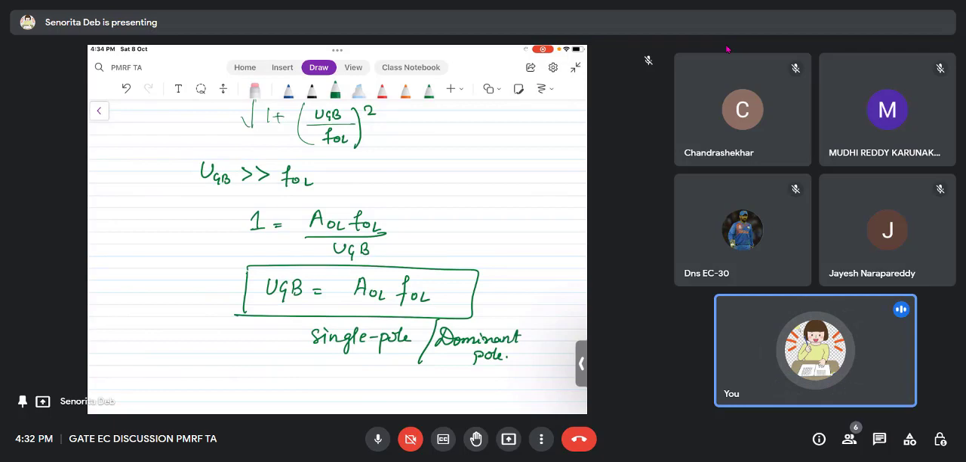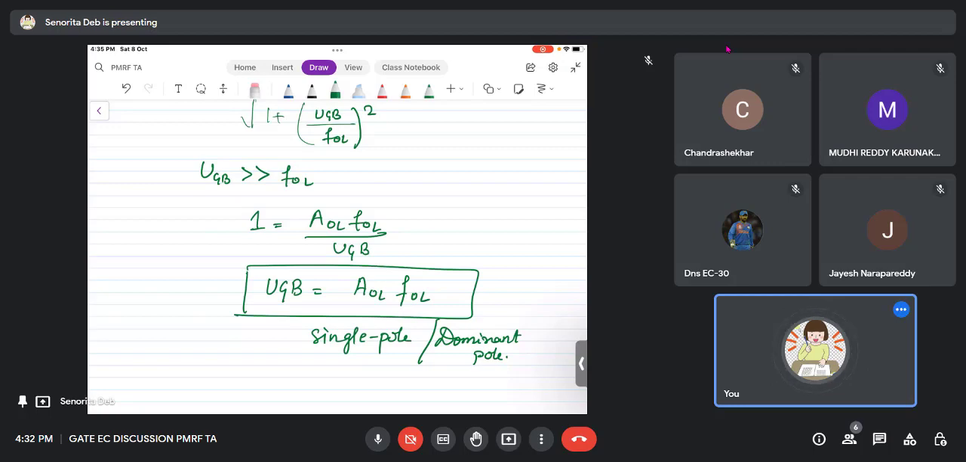Only for single pole this is true, and therefore for op-amps we try to compensate the op-amps and make their behavior that of a single pole op-amp. Even when multiple poles are present, we try to make the behavior as a single pole. This is beyond your scope right now. This is more into the designing part, but you should just remember that for the single pole or dominant pole concept, UGB is equal to AOL FOL.